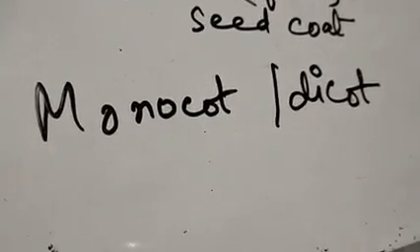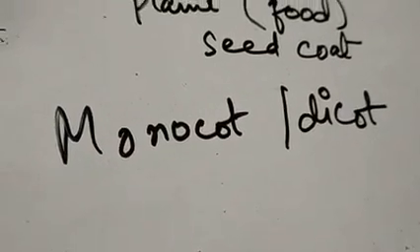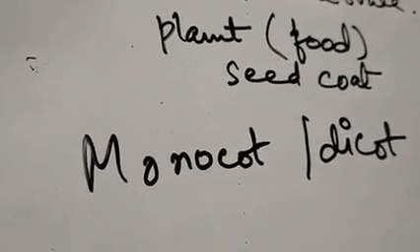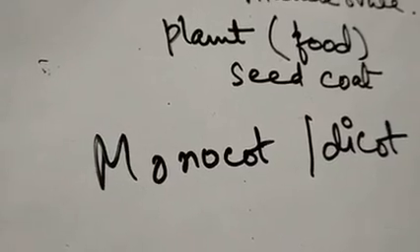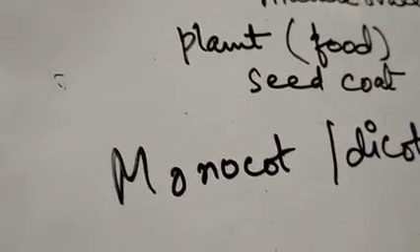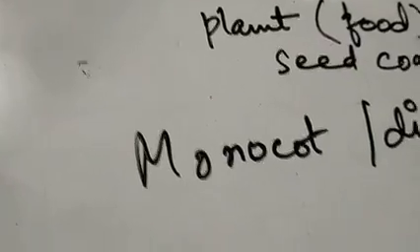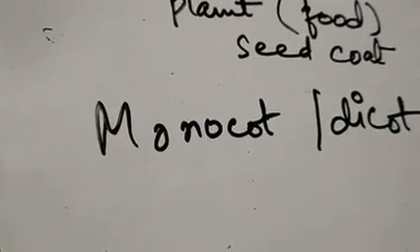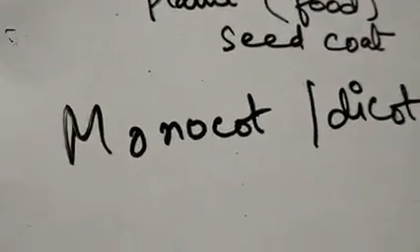Whereas all the pulses, peas, beans have two, even mango. If you break open the mango seed, you will find two parts in it. So these are called dicotyledonous seeds. This we have studied in class 8.